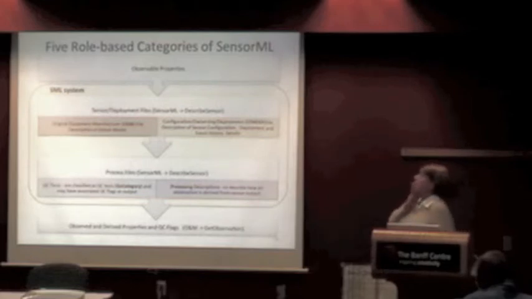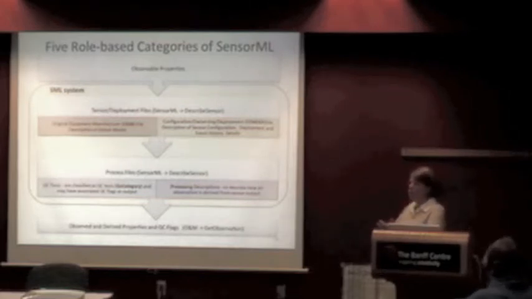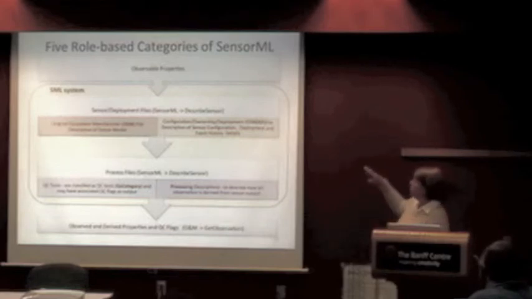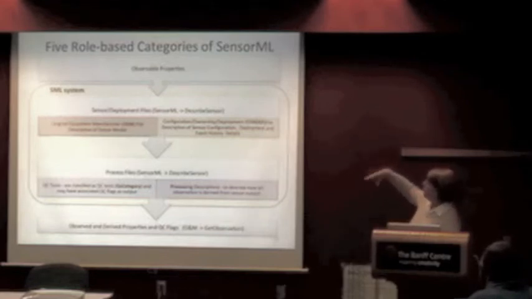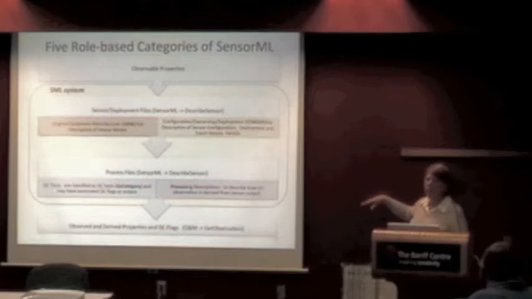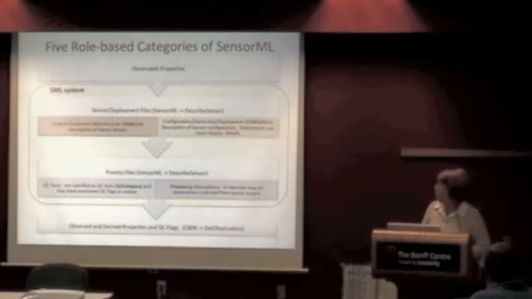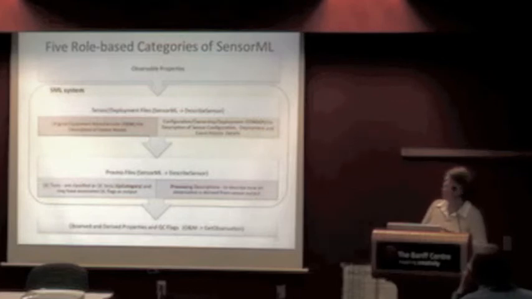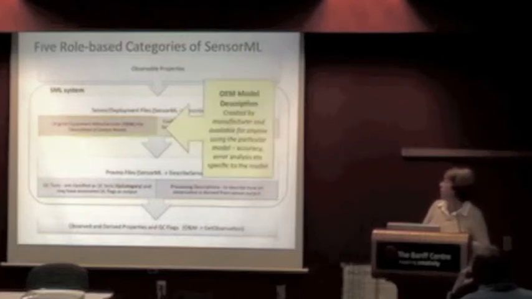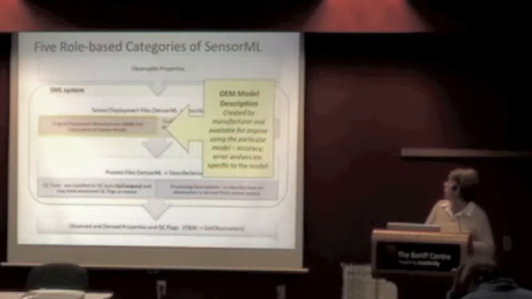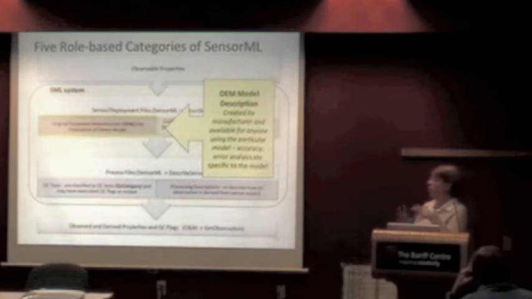So this was the model. So aside from infusing it with the URLs, so you can build ontologies, we came up with a set of 5 role-based categories of SensorML. 2 are related to the sensor and the deployment, and 2 are related to the processing. The OEM file is the original equipment manufacturer model and deals specifically with things that a manufacturer can tell you.